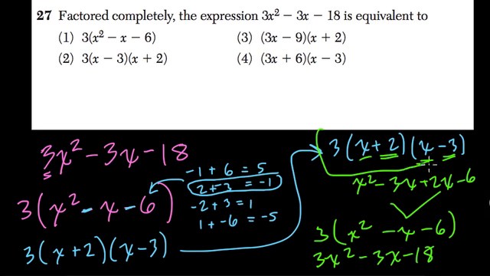So here's my answer: 3 times x plus 2 times x minus 3, which is right here, just written in a different order. So I would choose choice 3.